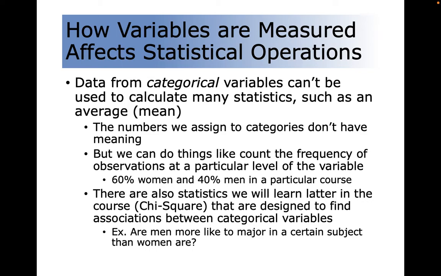So we can do things like count the frequency of observations at a particular level of the variable. For instance, there's 60% women and 40% men in a particular college course. There are also statistics that we'll learn later in the course called the chi-square that are designed to find associations between categorical variables. For instance, we can answer the question, are men more likely to major in a certain subject than women are?